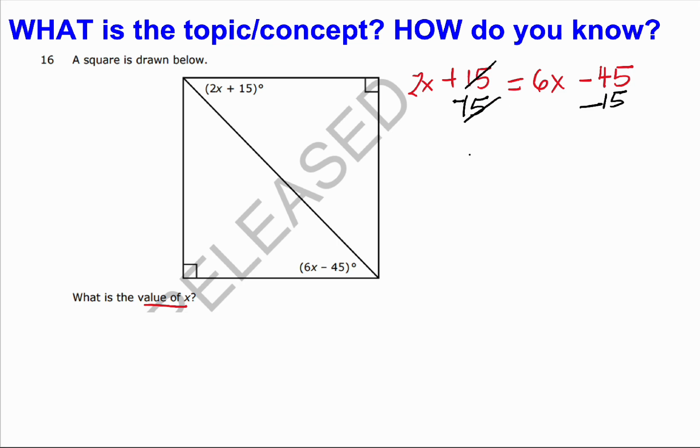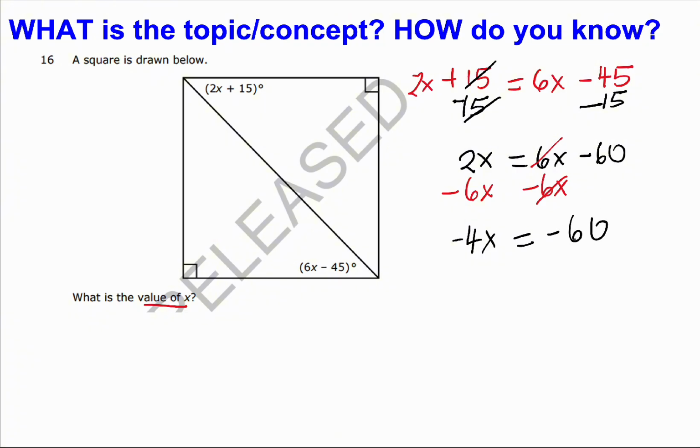This cancels out, gives me 2x = 6x - 60. Then I subtract 6x from both sides. All right, so if I cancel out, this finally gives me -4x = -60.